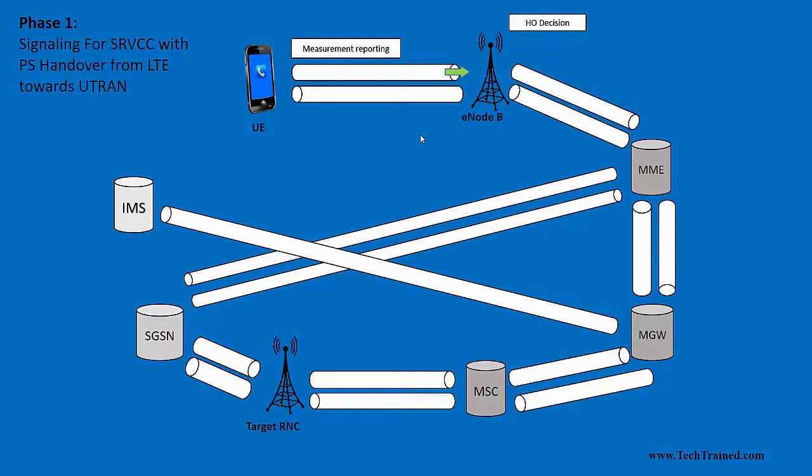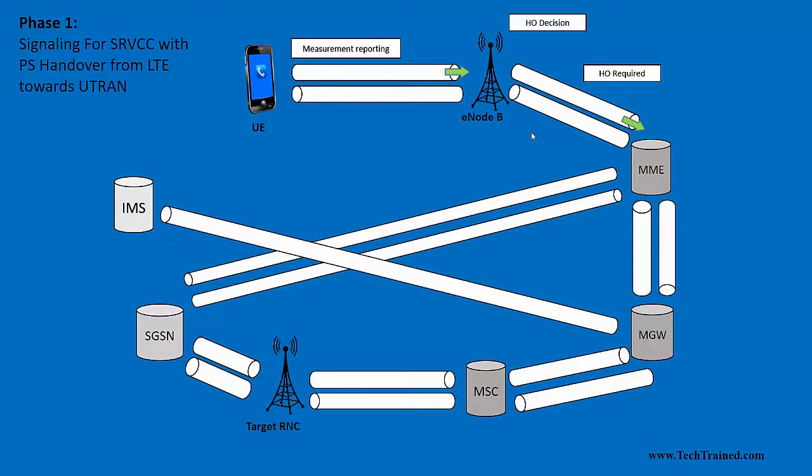Assuming the eNodeB decides that the SRVCC procedure needs to take place, then it has to identify the target RNC and the NodeB where the UE will eventually go and do handover. We are assuming this is the case in this scenario, so it is going to send a request to the MME, telling the MME that handover is required, using the S1AP protocol over the S1 interface.